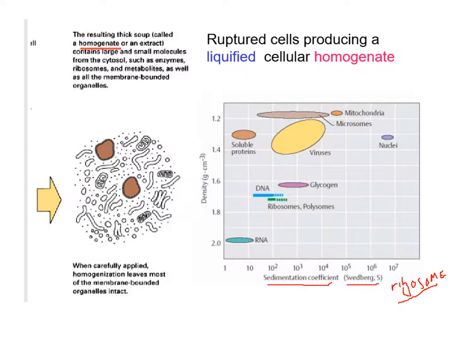So this is the density here. At about 1.2 grams per cubic centimeter, you've got soluble proteins. You may get your viruses, your nuclei, your mitochondria. At this level here, you've got DNA, ribosomes, and glycogen, and at this level density, you've got RNA. So what you're trying to study will depend on the density separation you need here.